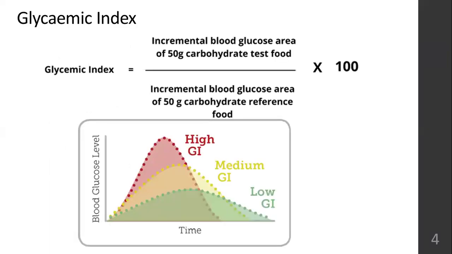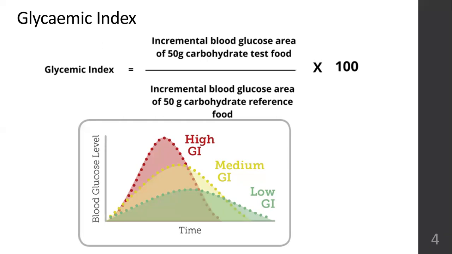So coming to glycemic index, there are two terminologies that you have to understand: glycemic index and glycemic load. What is glycemic index? It is simply a ranking system. You are putting a rank to various foods on the basis of how quickly or how slowly this food is going to increase your blood glucose level.